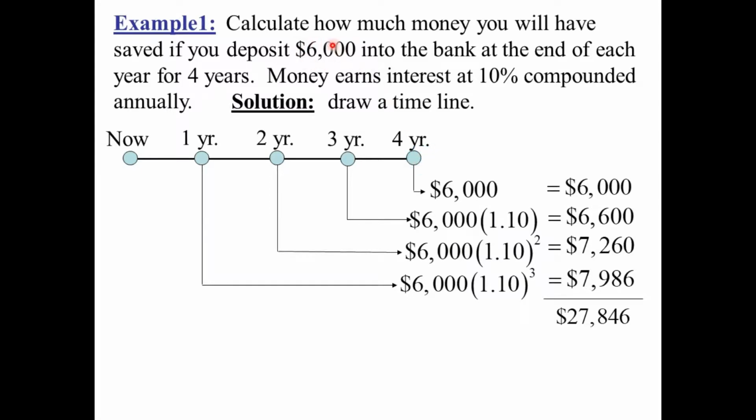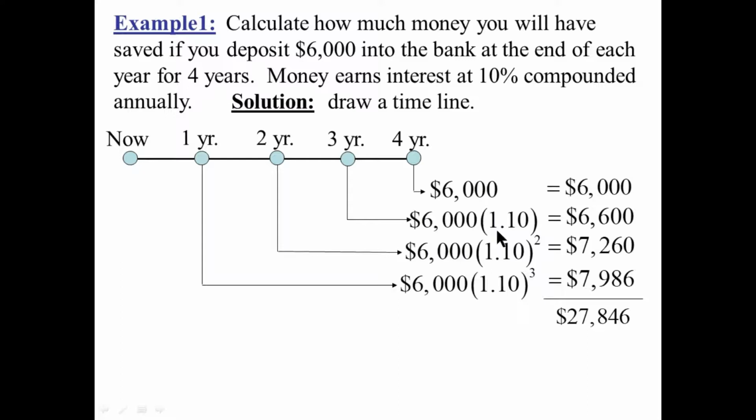Let's notice a couple of things. First of all, $6,000 was deposited 4 times. So $24,000 was invested, but that investment has matured to $27,846. That's one thing to notice. Another thing to notice here is that there were 1, 2, 3, 4 investments, and the highest exponent I see is 1 less than 4, 3.